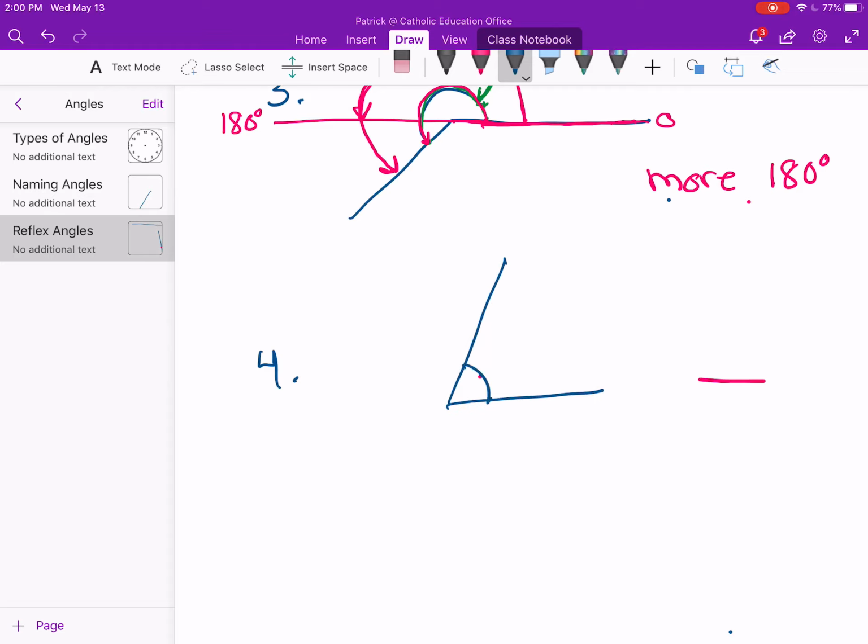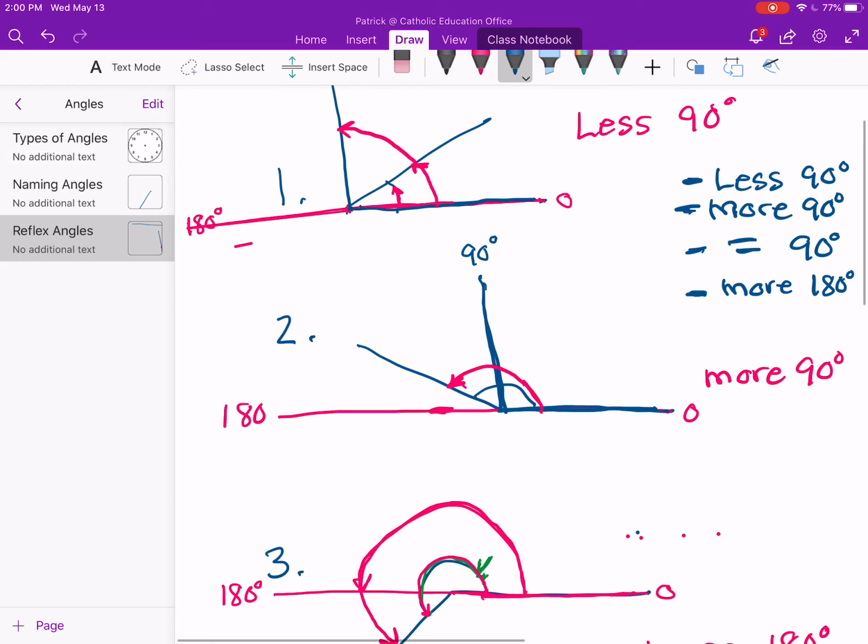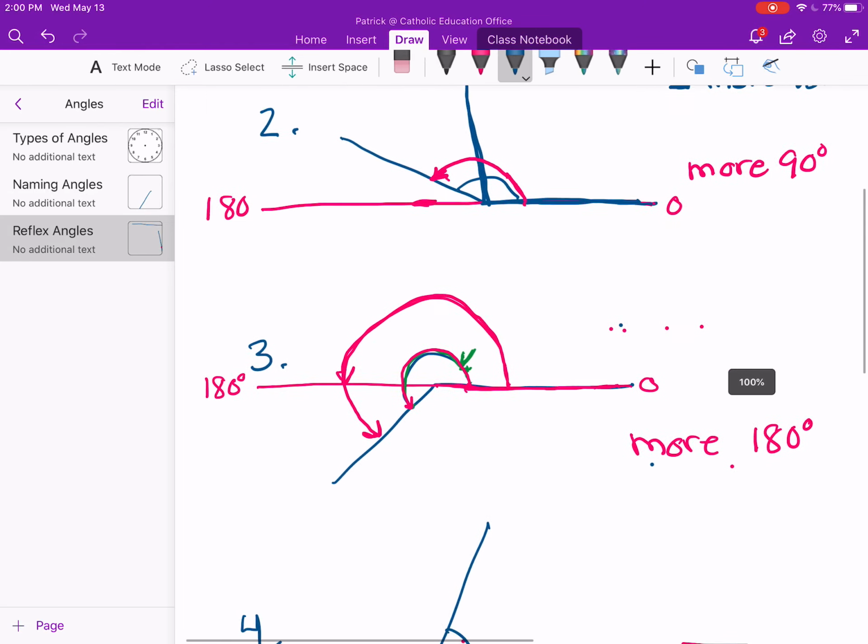All right, draw that one. Decide whether it's less than 90, more than 90, equal to 90, or more than 180. Pause the video, and when you're done, come back and see if you're right.